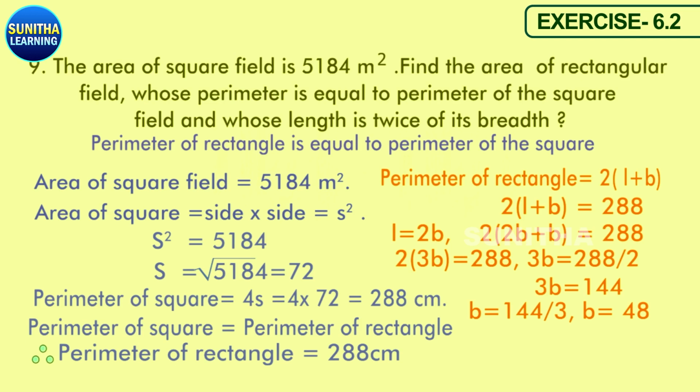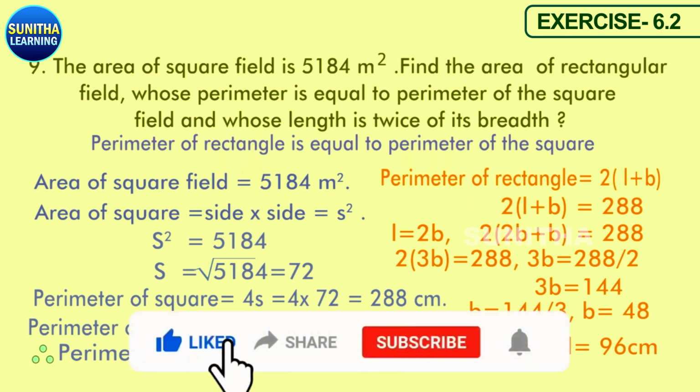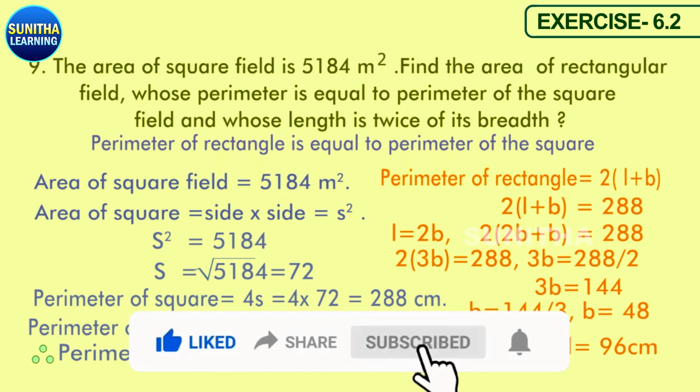If the B value is 48, what will the length become? I already told you the condition they have given: length is twice the breadth. Therefore, L is equal to 2B, I told you already. So in the place of B, substitute 48. Therefore, L is equal to 2 of 48. That will become L is equal to 96 centimeters. Like this, you have to do the 9th problem. By this, we have completed the second exercise.